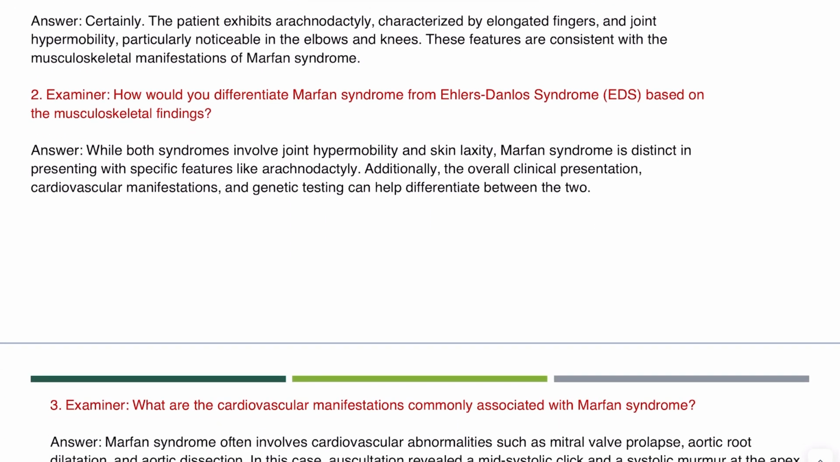How would you differentiate Marfan syndrome from Ehlers-Danlos syndrome? Well, both syndromes involve joint hypermobility and skin laxity, but Marfan syndrome is distinct and presents with specific features like arachnodactyly. The overall clinical presentation, cardiovascular manifestations, and genetic testing can help differentiate between the two.